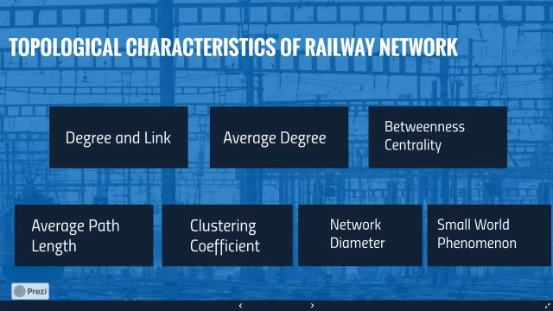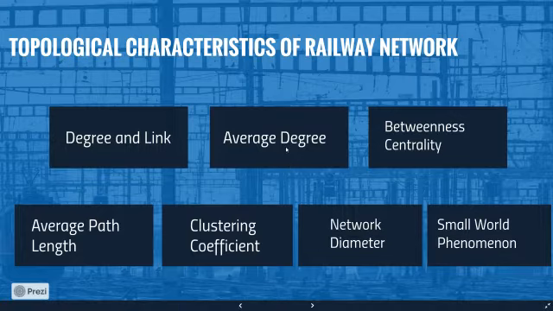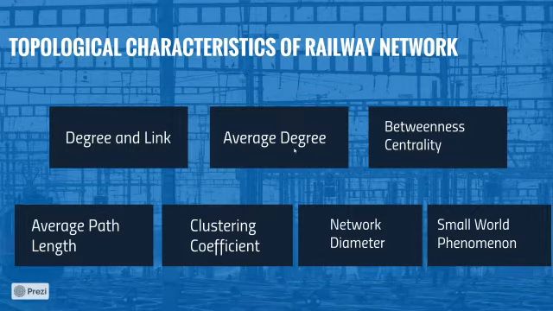Topological characteristics of railway network: degree and length, average degree, betweenness centrality, average path length, clustering coefficient, network diameter, and small world phenomenon. An important property of a network is average degree, which in this case we use for an undirected network. In the studied railway network, the degree of each node indicates the number of stations that are directly connected to the station, and the average degree represents the average of the total degree of each node.